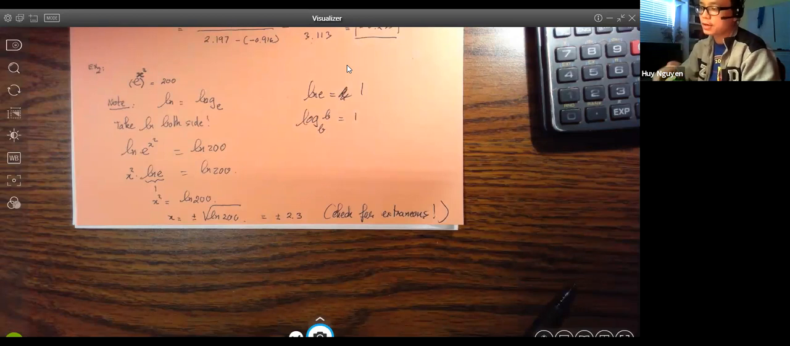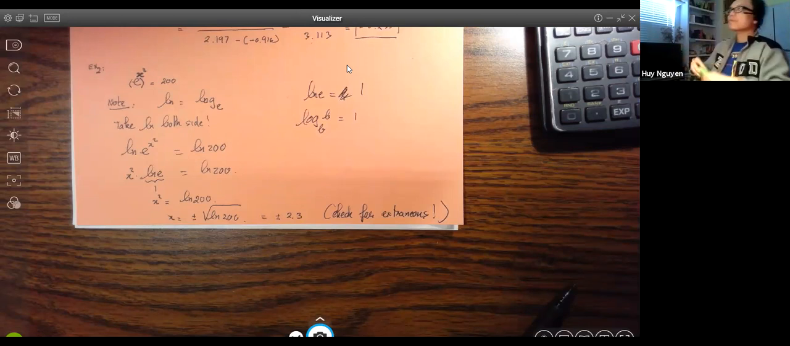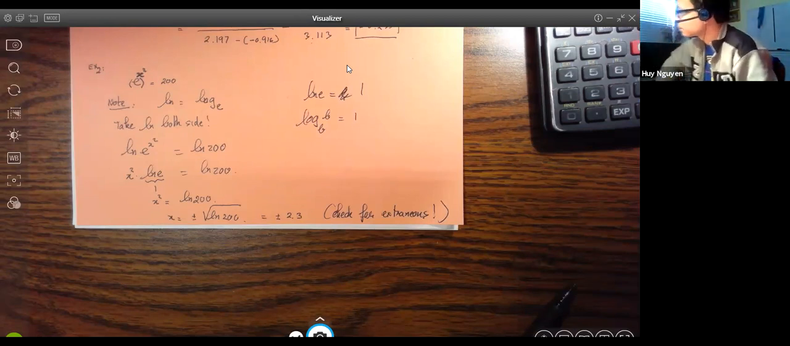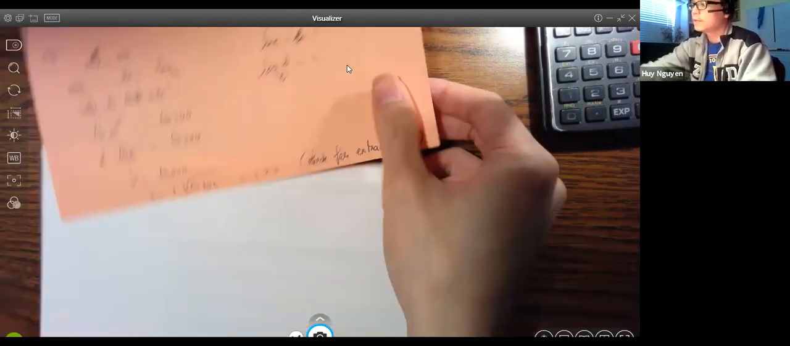So far we're using natural log to solve exponential equations. I will give you another example where I can use log base 10 to solve an exponential equation.